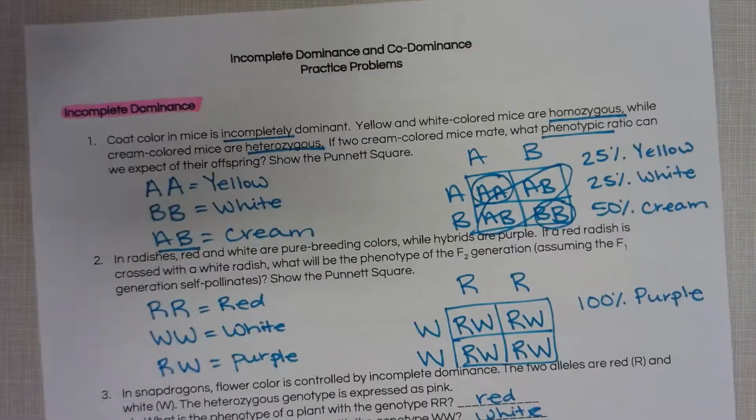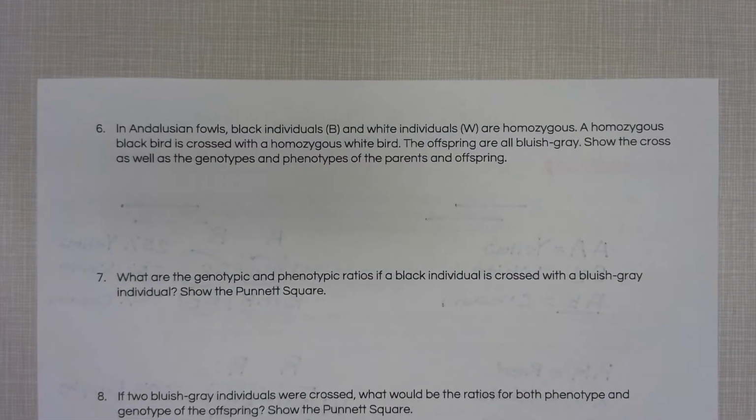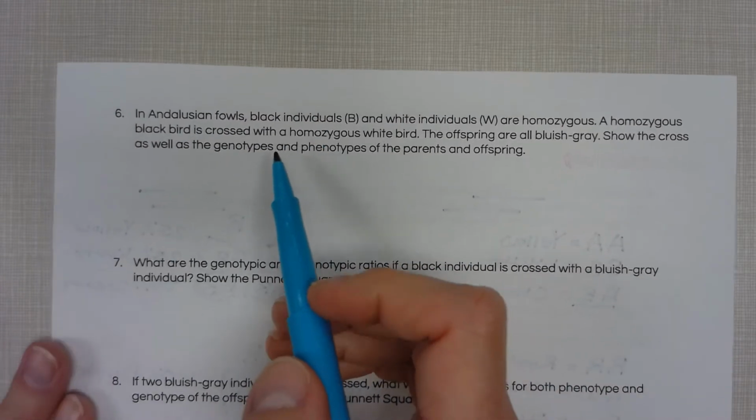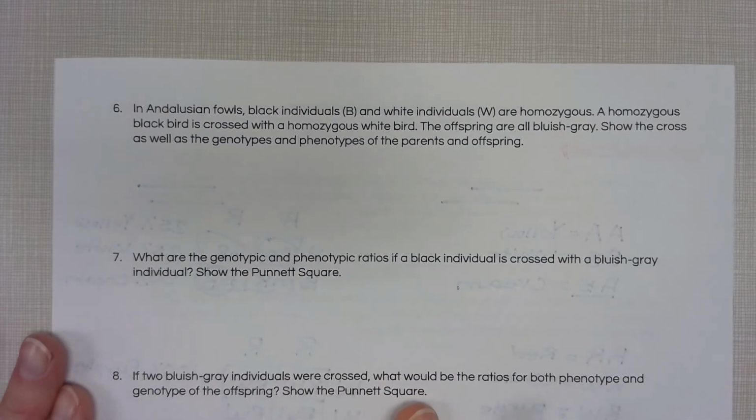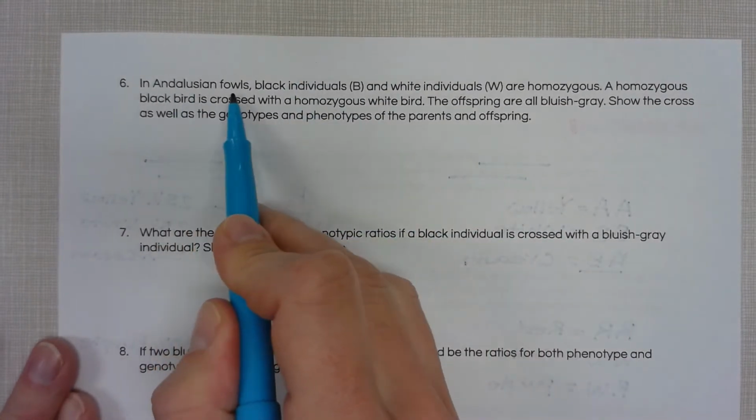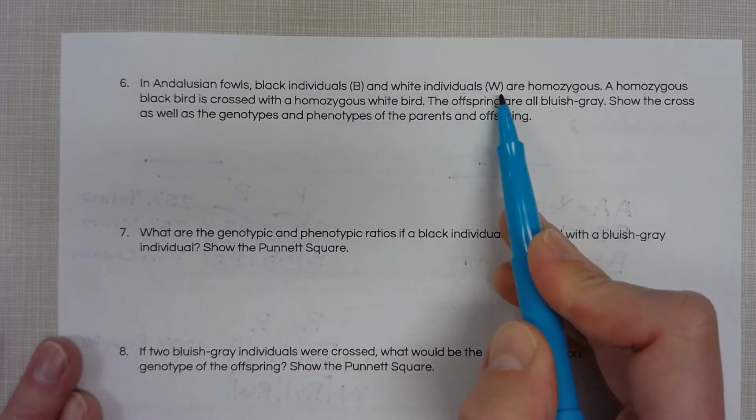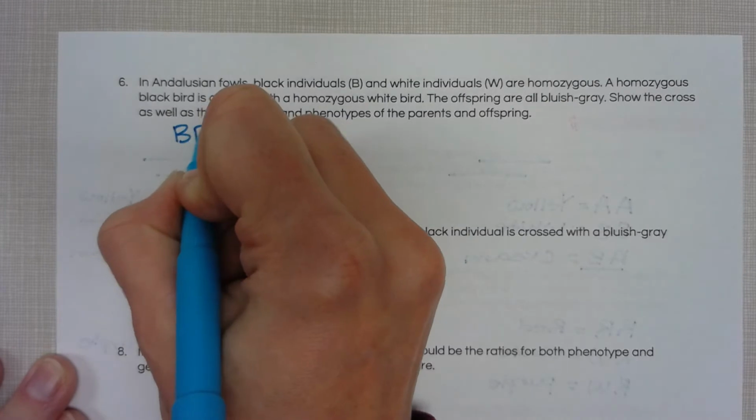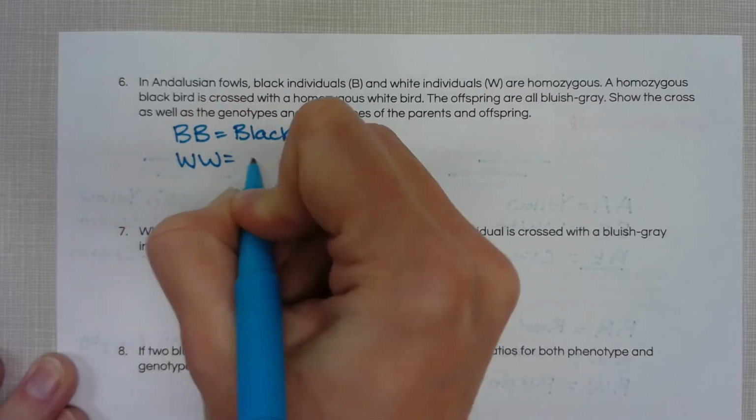All right, let's see what else. Do we want to do maybe one? Let's just do one more. We'll do one more of these. So sticking with incomplete dominance or a blending of traits, let's look up here and do one more. It says Andalusian fowl. Black individuals are represented by capital B. White is going to be capital W. They're homozygous, so they're the same. So let's just write that down so we know it. Capital B equals black. W's indicate white.